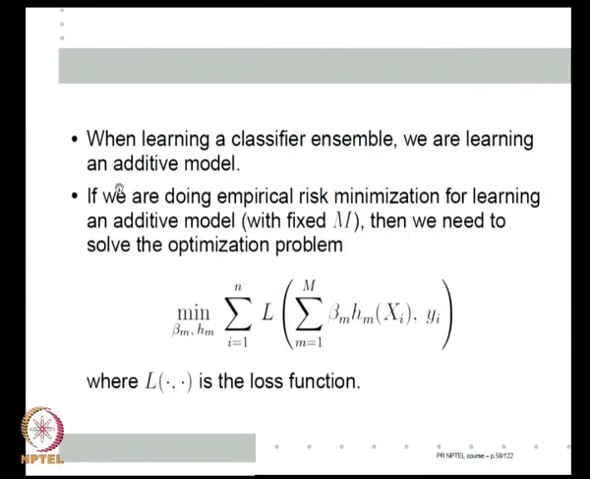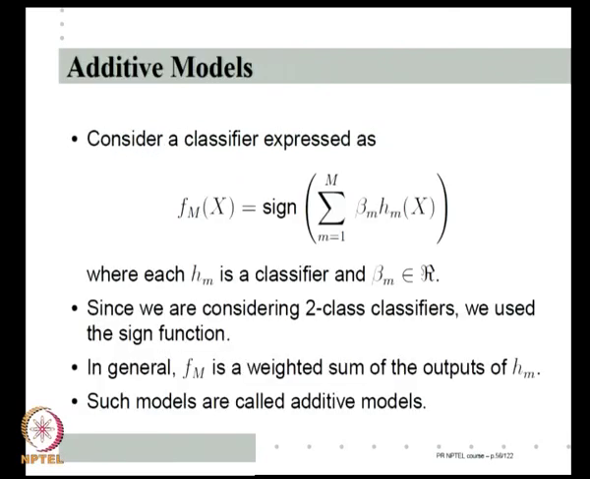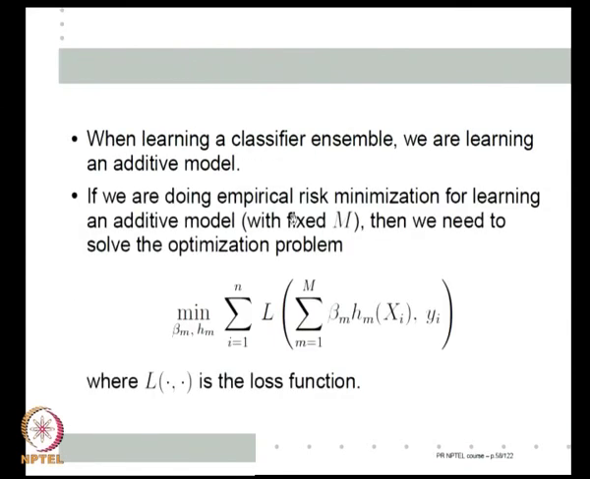So, let us say we want to learn an additive model, that means a model of this form. Let us assume M is fixed. Any specific member of this model class is specified by specific values for beta_m and h_m for m equal to 1 to M. That is what I have to learn. Let us say we want to learn an additive model by doing empirical risk minimization. What is empirical risk? Summation i equal to 1 to n of L of your model f_M of x_i, comma y_i.